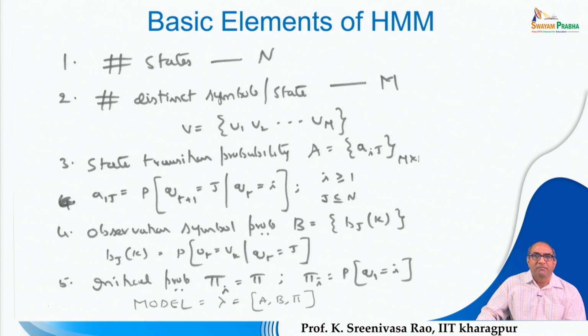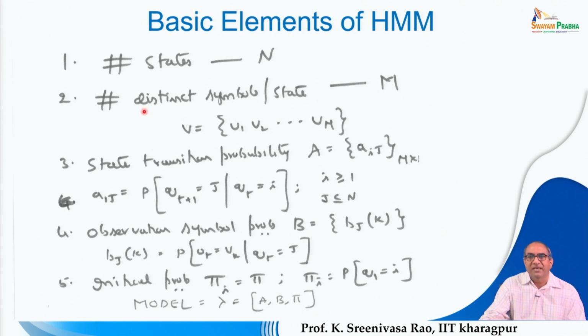Then afterwards, the number of states is one of them, and the number of distinct symbols in a state. In the case of previous examples, the number of distinct symbols is nothing but the number of unique colors. Suppose you consider 4 colors: blue, green, yellow and orange. So 4 is the number of distinct symbols.